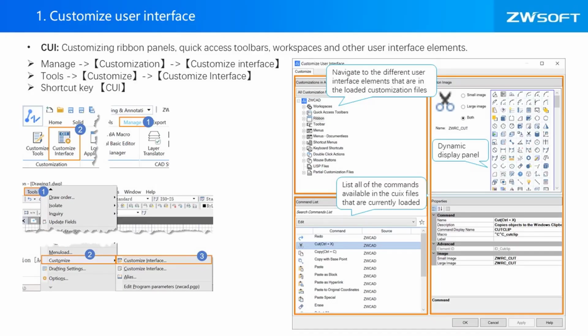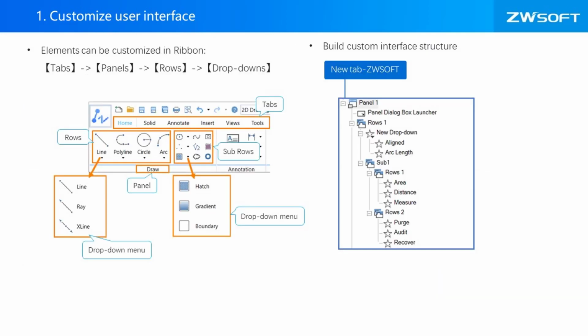First of all, I will introduce Customized User Interface. We also call it CUI. CUI is used to customizing ribbon panels, quick access toolbars, workspaces, and other user interface elements. You can customize the elements on the ribbon through CUI, such as ribbon tabs, panel, rows, and sub-rows.